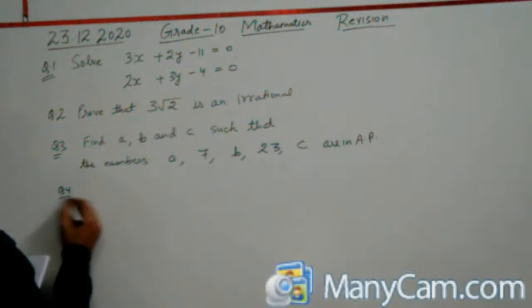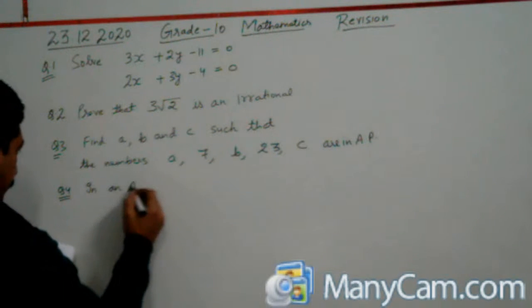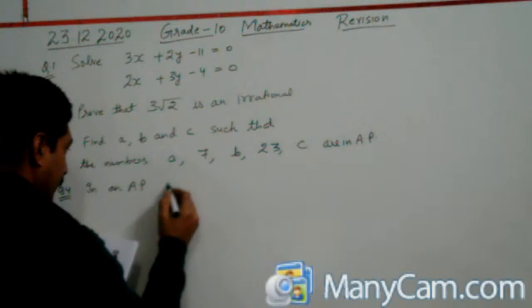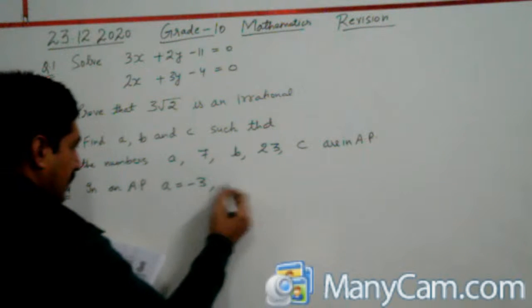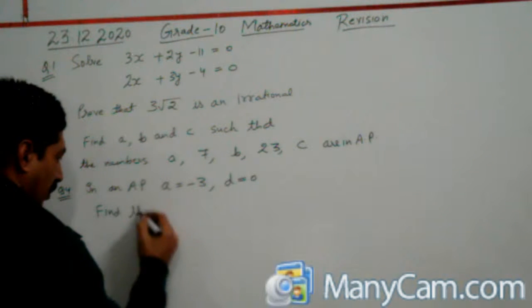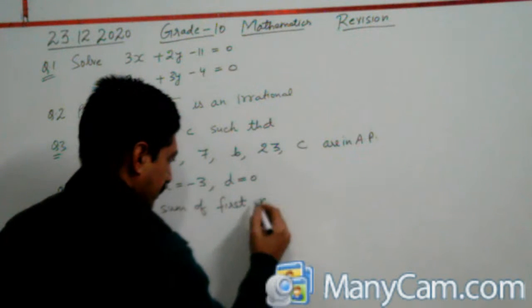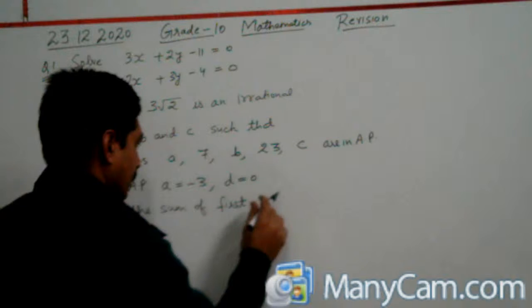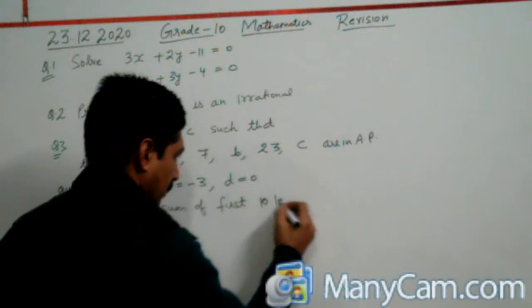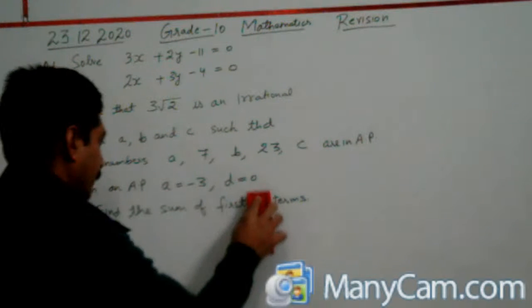Question number 4. If in an AP, A is equal to minus 3 and B is equal to 0, find the sum of first 10 terms. Find the sum of first 10 terms, right?